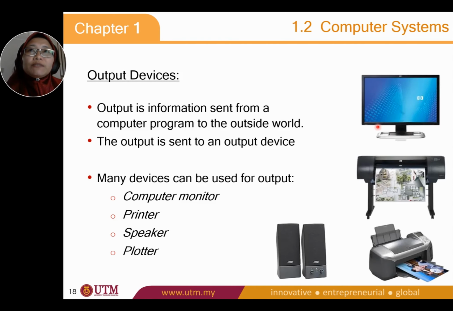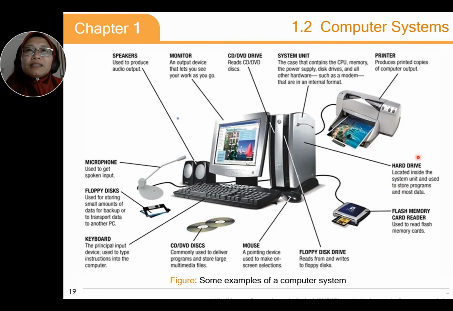So output devices. Actually, output is information sent from the computer program to the outside world, all right. So these are the output devices: computer monitor, here we have a printer, speaker, as well as a plotter. So this just shows all of the hardware of a computer.